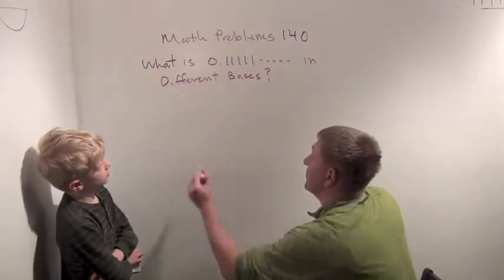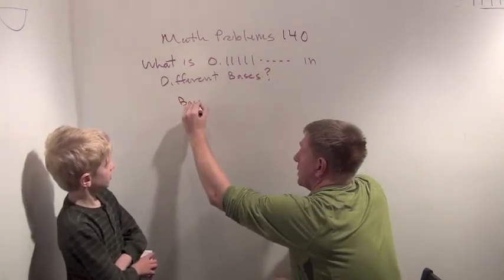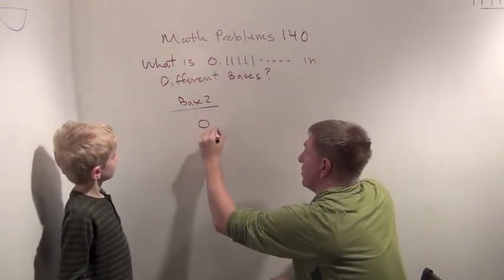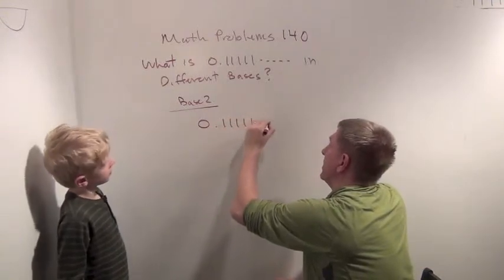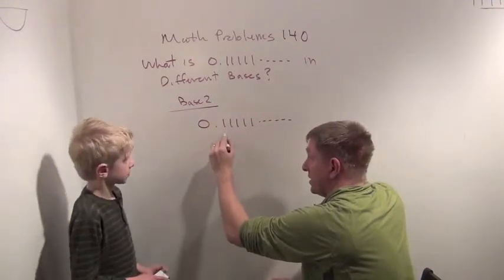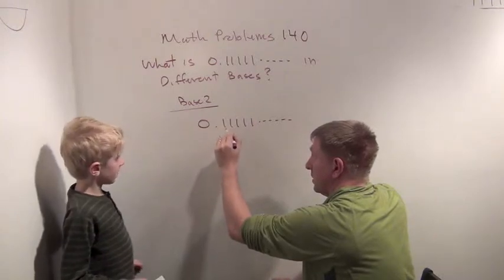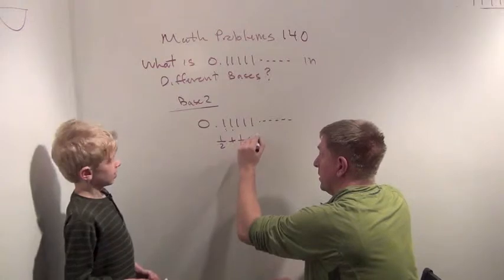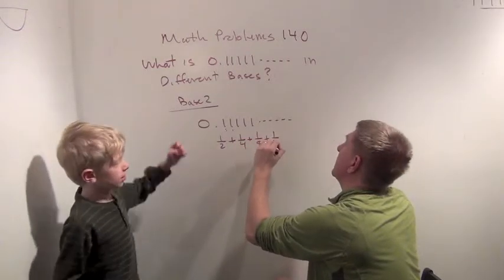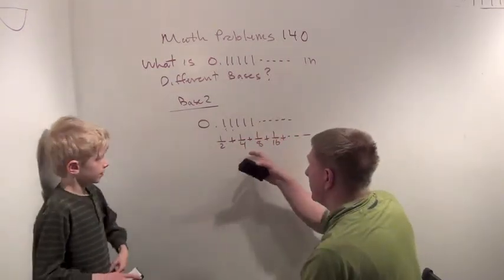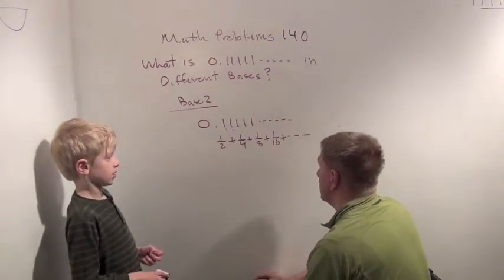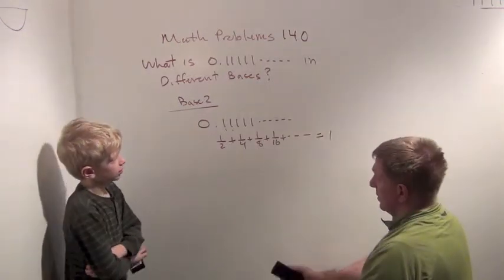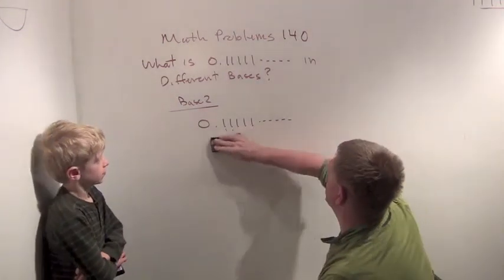So we used that fact to understand this number. First we looked in base 2, which is also called binary. We have 0.11111 and so on. What this means is a half, plus a fourth, plus an eighth, plus a 16th, all the way on forever. We've studied this before, so we suspect that this equals 1. But we're going to approach that problem in a slightly different way today.